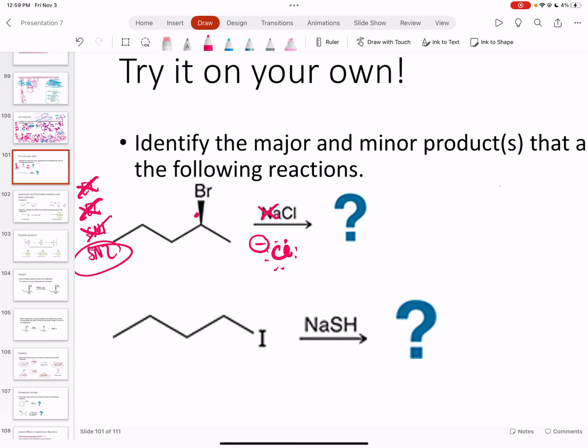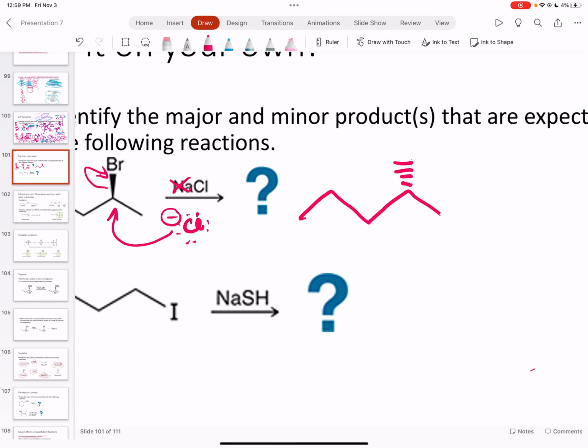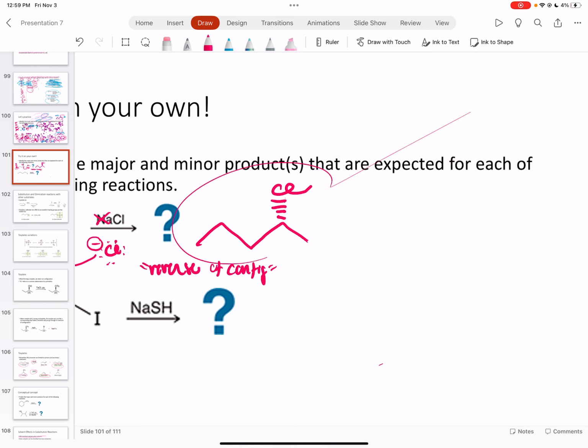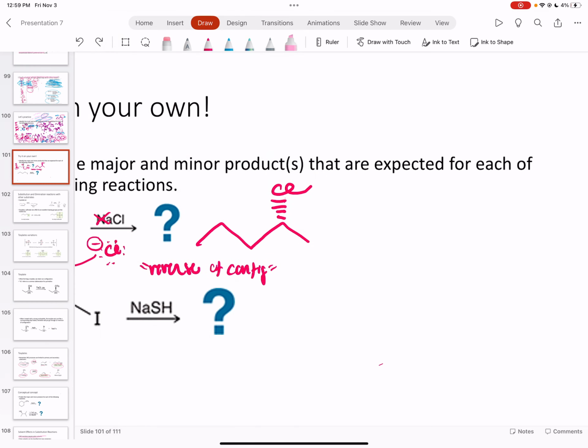So that means that my chlorine is going to attack, causing a loss of the leaving group. Another thing we have to keep in mind is that with SN2s, we have reversal of configuration. So you can see I didn't put my chlorine on a wedge. Instead, I put it on a dash, taking the place of that bromine. And again, this is going to be my only product.